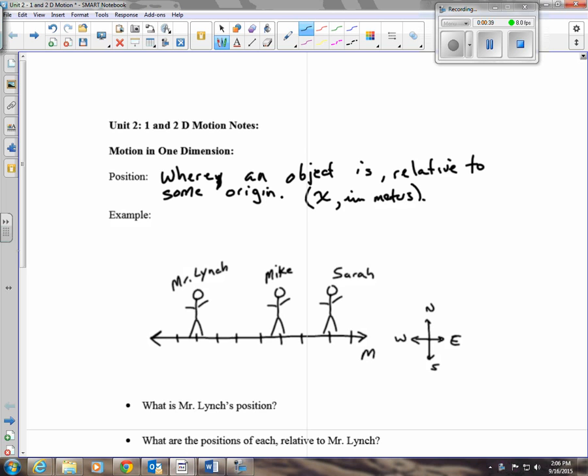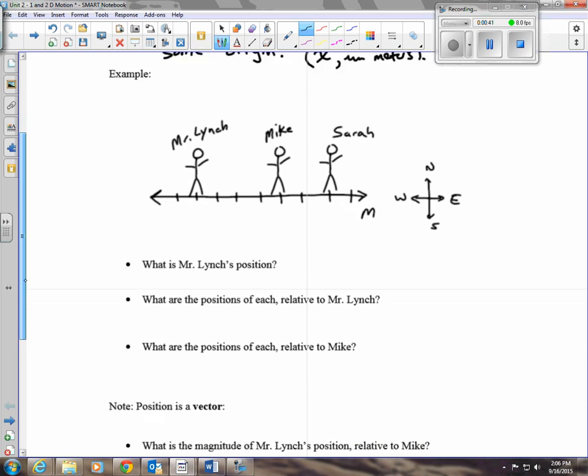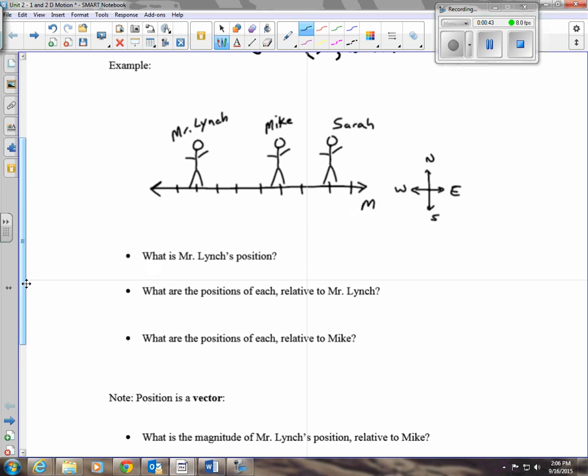So here's an example. We've got Mr. Lynch and Mike and Sarah standing along a number line. It's marked off in meters. What's Mr. Lynch's position? Actually, that's a trick question. You can't really tell, because we didn't tell you where to measure from.